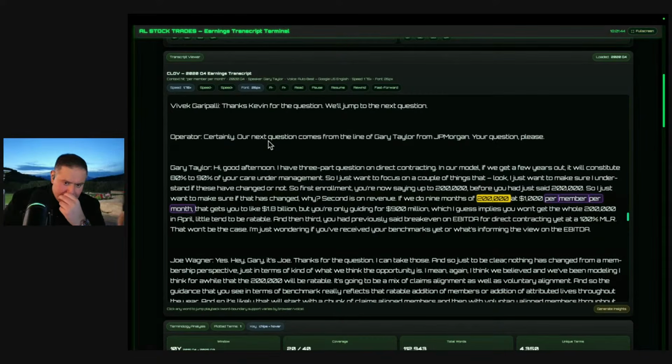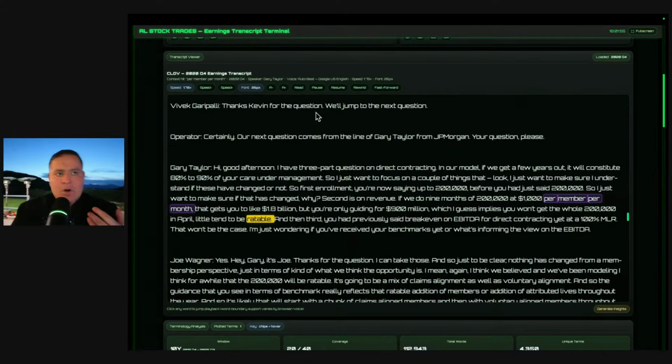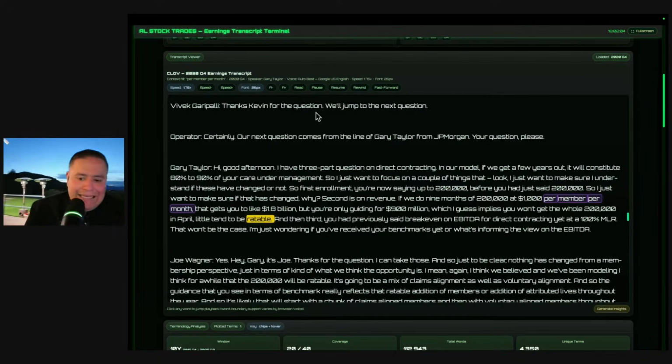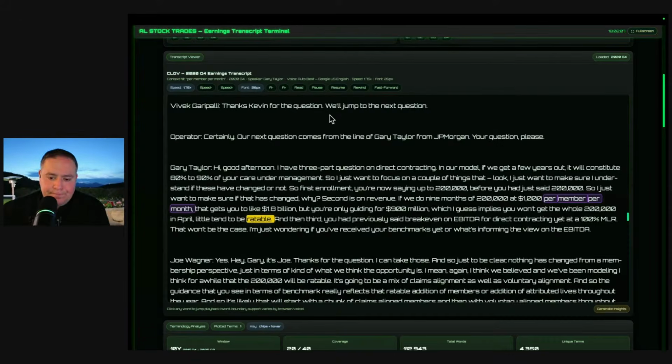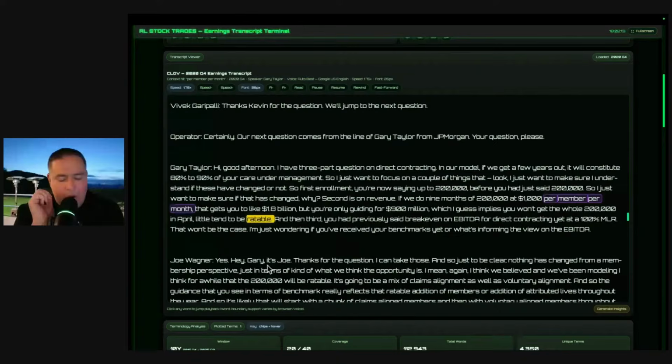If we do 9 months of 200,000 at $1,000 per member per month, that gets you to like $1.8 billion. But you're only guiding for $900 million, which I guess implies you won't get the whole 200,000 in April. Little tend to be rateable. So what does that mean? That means per member, they make approximately, on average, it's tough, it's really tough to calculate, but I'm trying to calculate their gross margins. That's hard to do from this perspective.